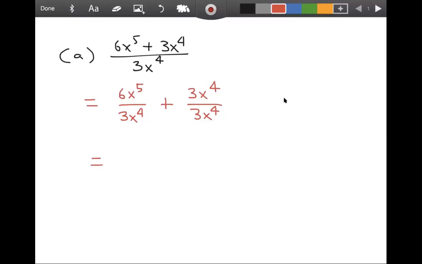6x to the fifth divided by 3x to the fourth is 2x. And of course, 3x to the fourth divided by itself is 1. All right, so that one comes out to have a nice answer.